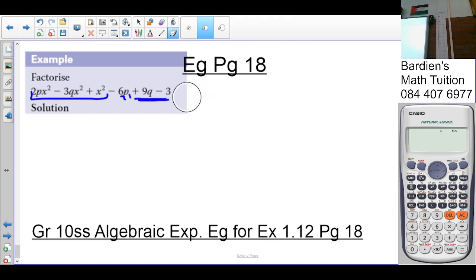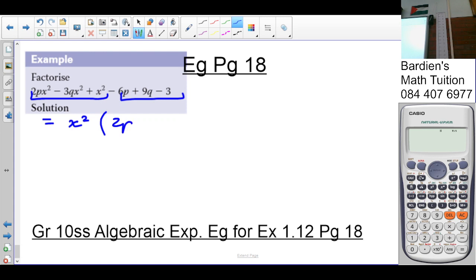Why? Because I can see in the first 3 terms what is common? X squared. And what's common in the next 3 terms? Negative 3. Not so. So if I take out x squared as a common factor, I'm left with x squared into 2p minus 3q plus 1. You see that? That's for the first 3 terms. Let's look at the next 3 terms. What is common there? Negative 3. What are we left with?